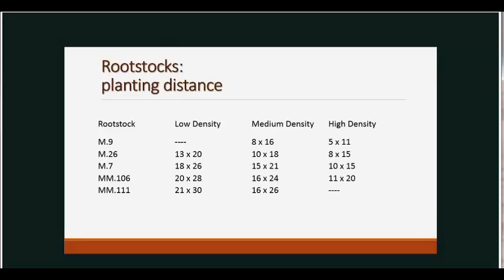And then as an example, if you get into whether you're planting what would be considered low density, medium density, high density, this is just an example of how that would change using a given rootstock. So if you look at M9, it's such a small rootstock, we would never plant it at low density, but we could plant it at medium or high, and you can see how that spacing changes with that.